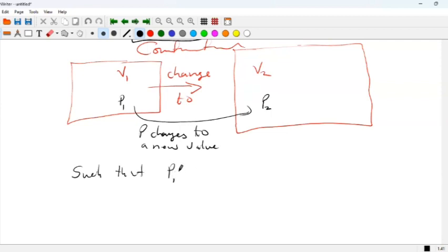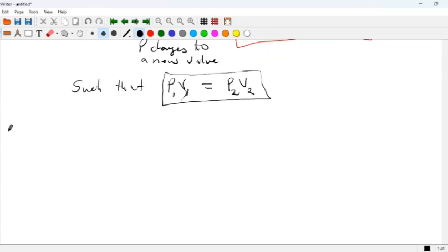The change is such that when we multiply pressure 1 and volume 1, the answer is going to be the same as pressure 2 times volume 2. So the pressure and volume will change. The moment you change the volume, you make it bigger, the pressure will automatically change, and the change will be such that the product of pressure and volume here and here is the same. This is Boyle's law. We can do a quick example with an air bubble.